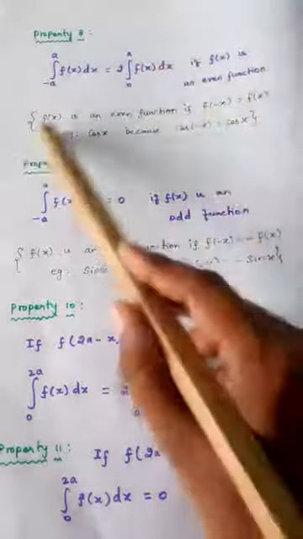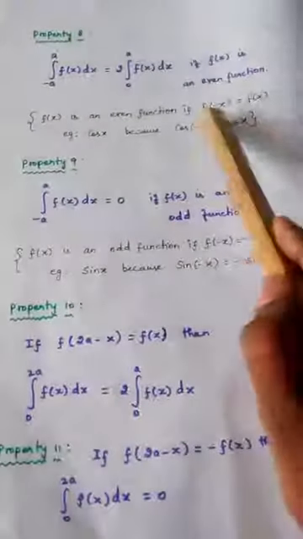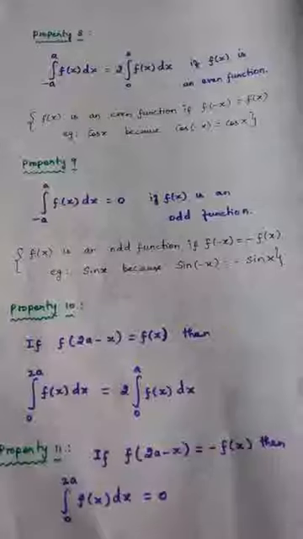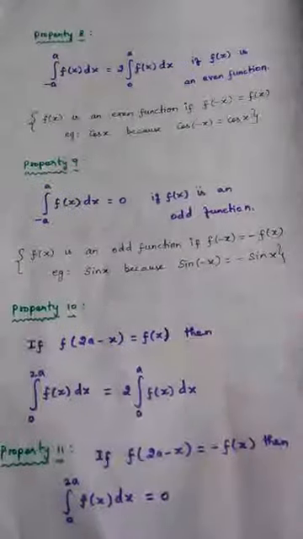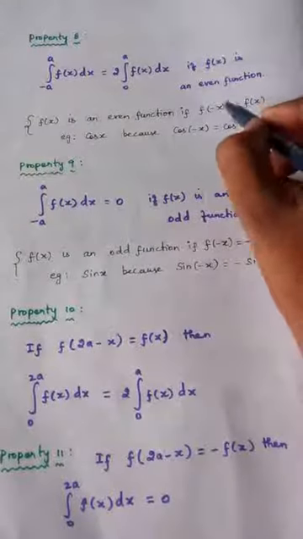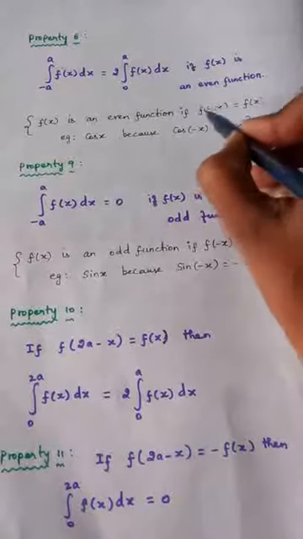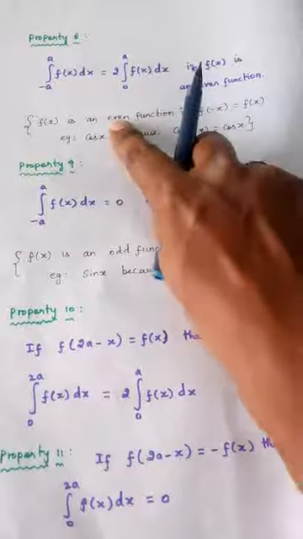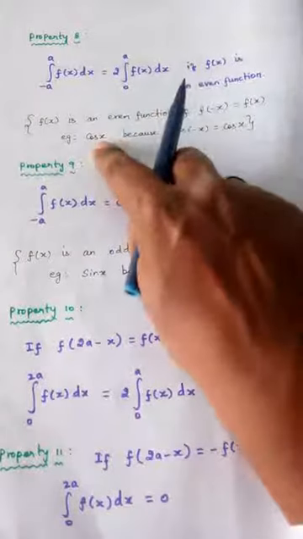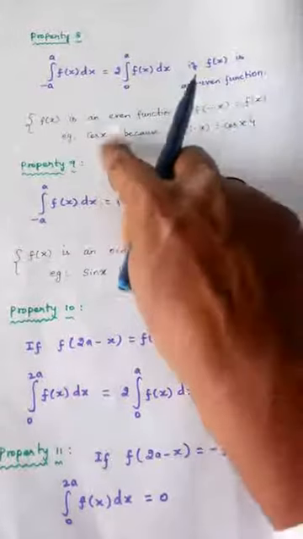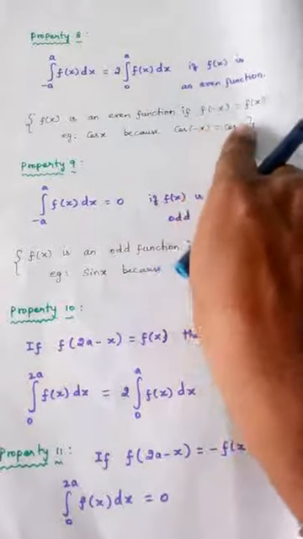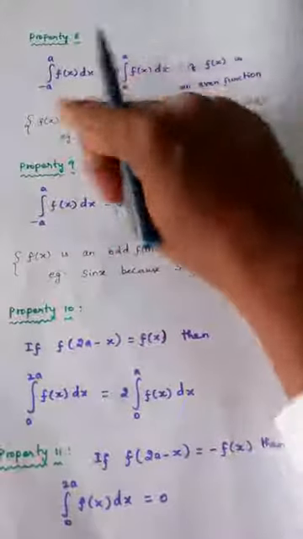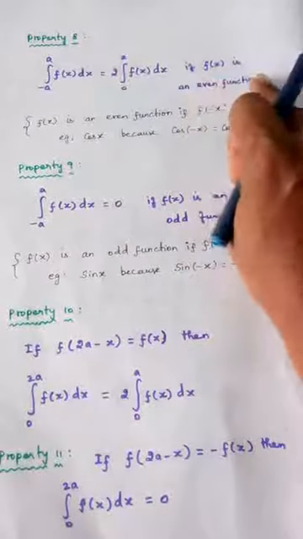What is meant by even function? The definition is given. In f of x, if we replace x by minus x, then the answer should not change. If f of minus x and f of x are equal, then the function is called an even function. Example is cos x, because cos of minus x and cos x are equal. Therefore, it is an even function. So, we can use this property only for even function.